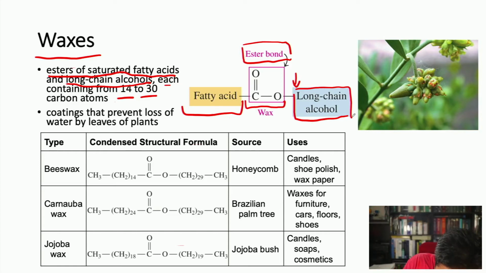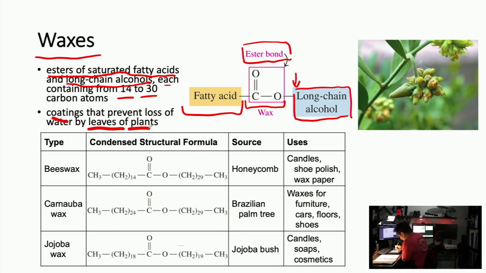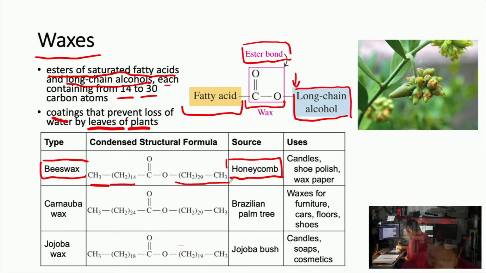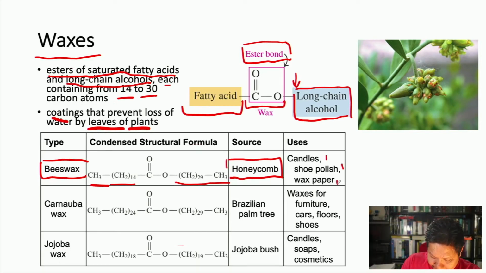Mostly we see waxes in the coatings of leaves, and it prevents them from drying out. But let's talk about some different waxes. Here's beeswax. Isn't that where honey comes from? Source, honeycomb, obviously. And this is a very, very big molecule. Look at this, there's 15 carbons on that side of the ester, and on this side of the ester, there's 30 carbons. That's a pretty big molecule. So we have that in candles, shoe polish, wax paper.